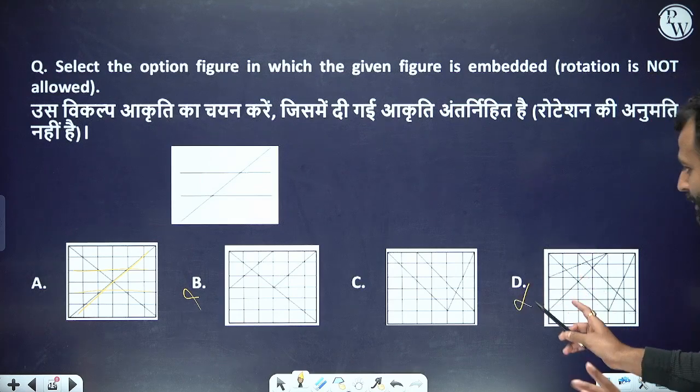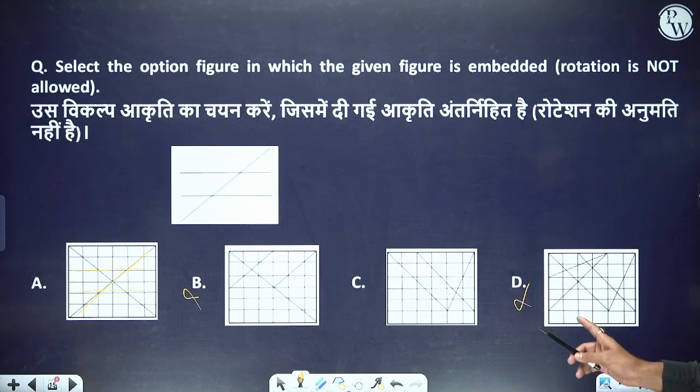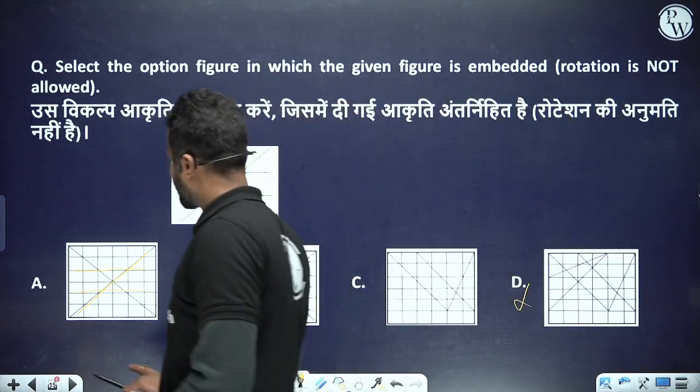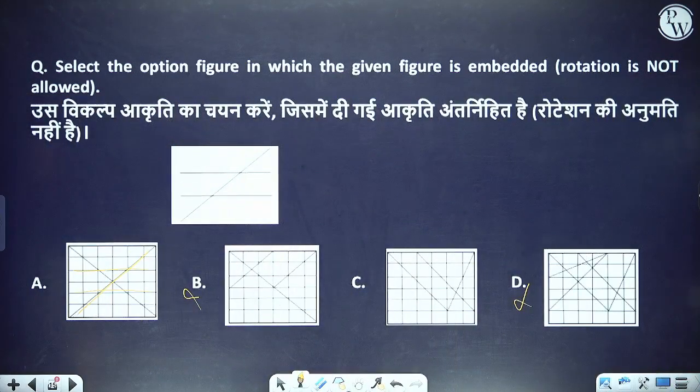So now again, be conscious with option C and A. We can consider A as the right answer. No need to discuss. Okay.